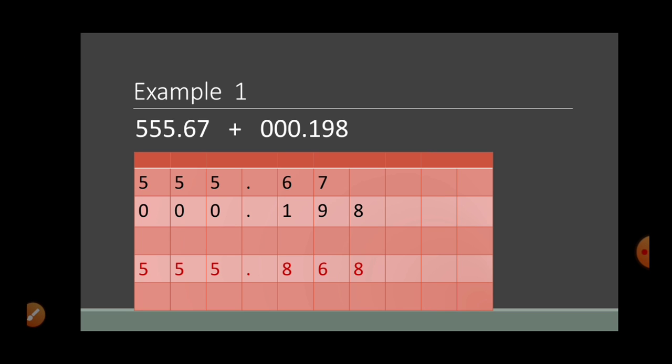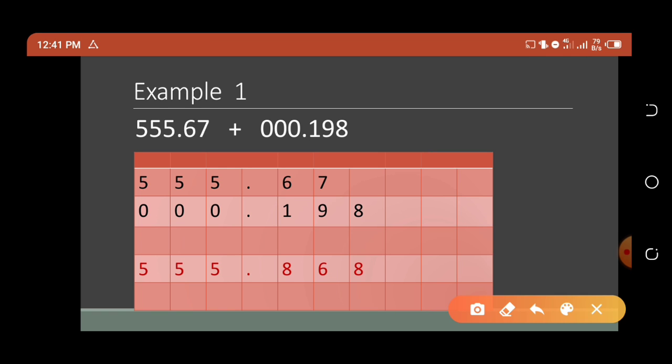This is another example: 555.67 plus 000.198. So I use my box book again: 555.67. Then if I want to write under, I put another decimal under the first decimal. After the decimal, what do we have here? 198. Before the decimal, what do we have here? 000. I've arranged it well. I can now add.